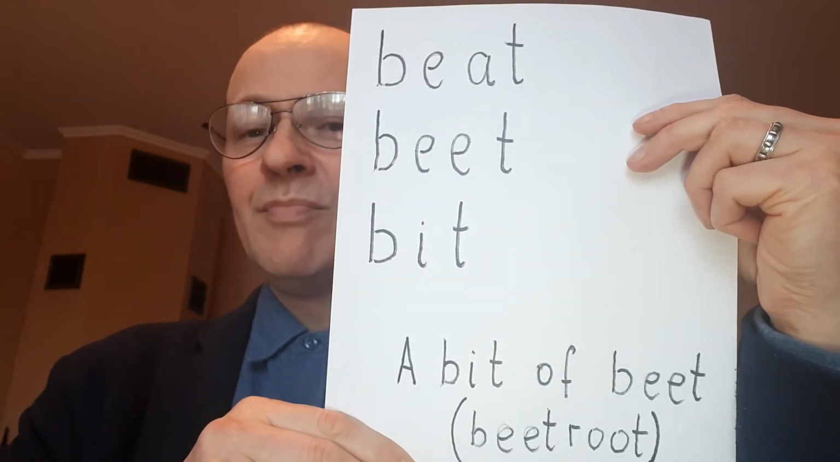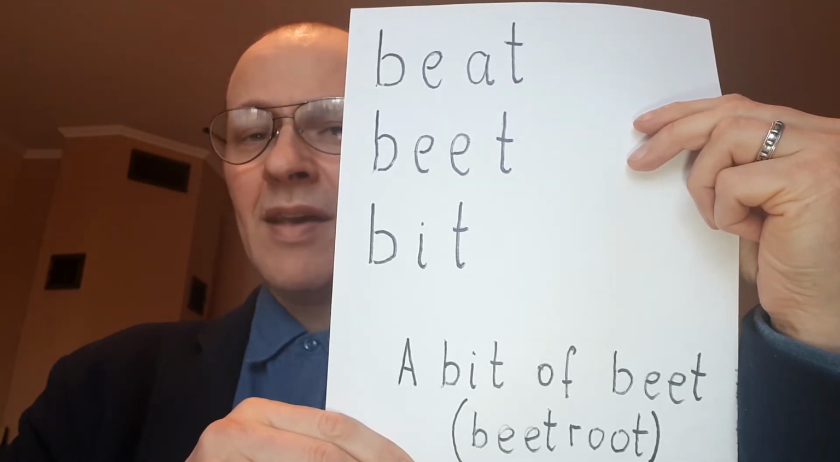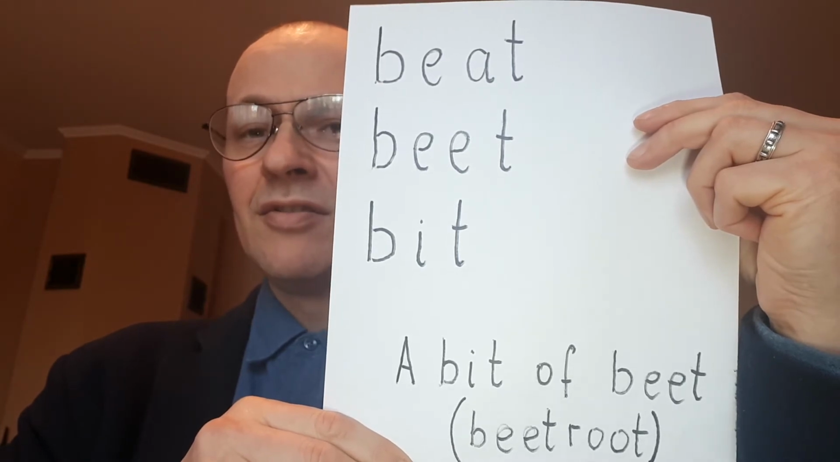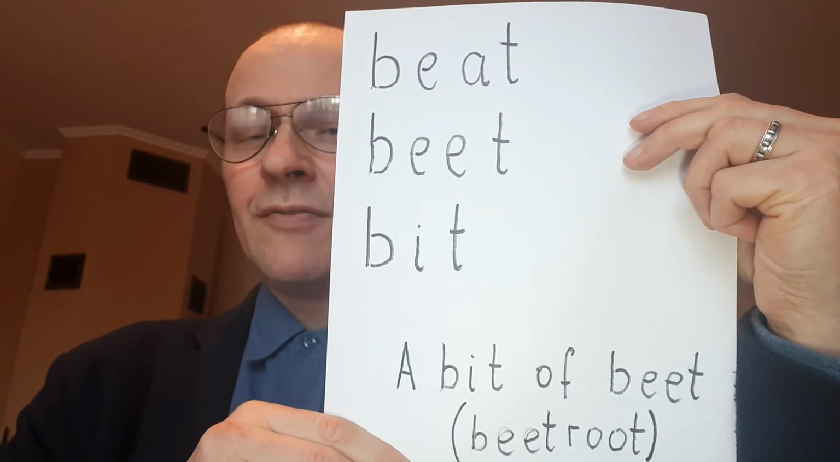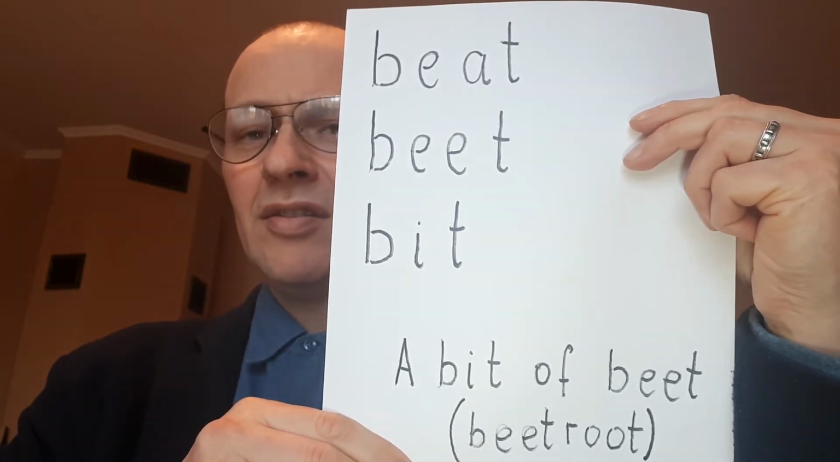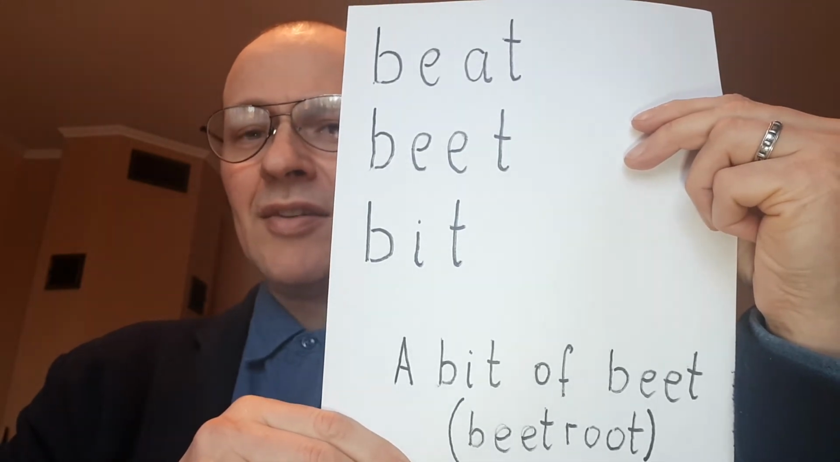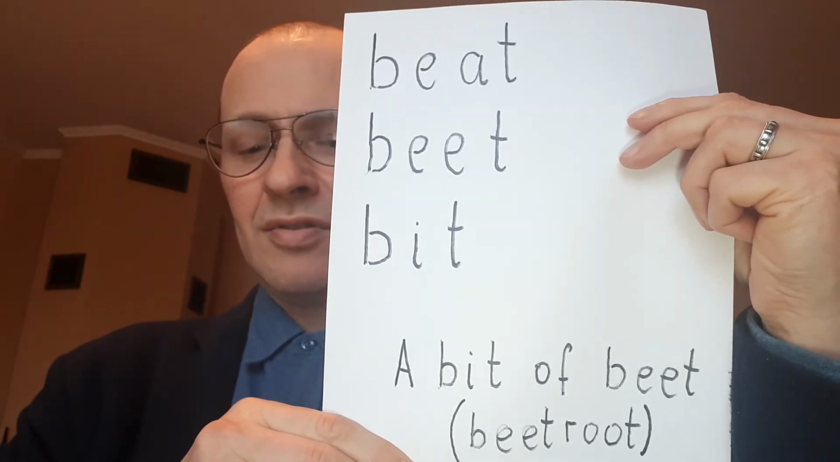And you can give me a bit of beetroot, a bit of beetroot. Please, you can say that to the waiter if you go to a vegetarian restaurant. So the first two are pronounced in the same way. Beat, don't beat me, right? Beet, buy some beet for me, or beetroot, and buy me a bit of beetroot.